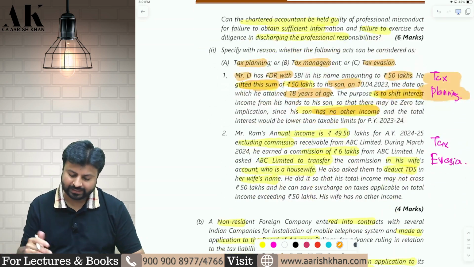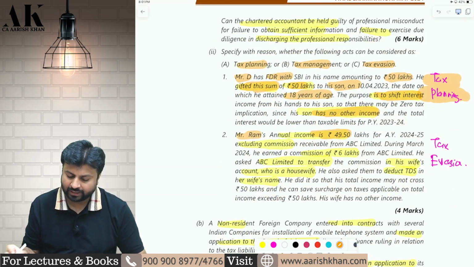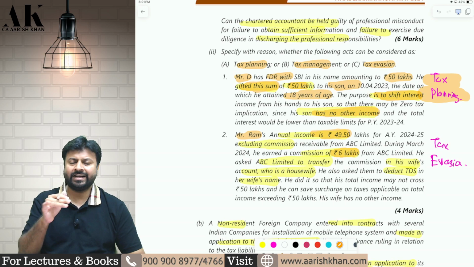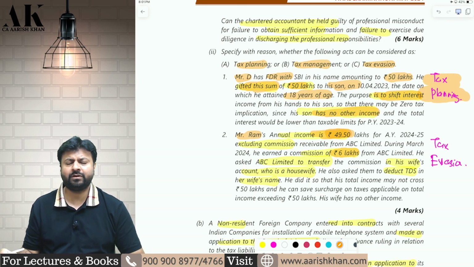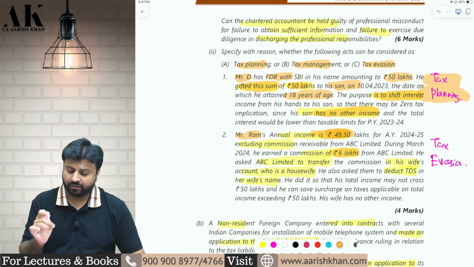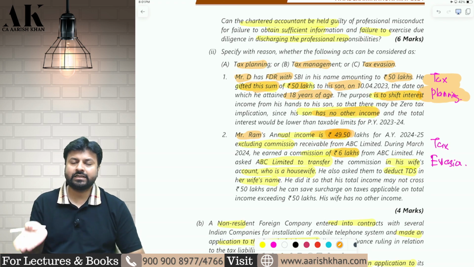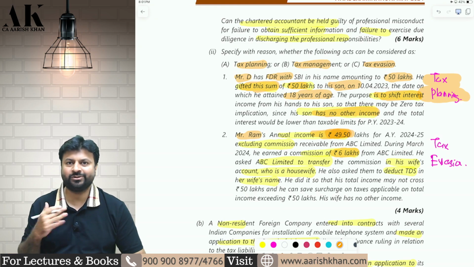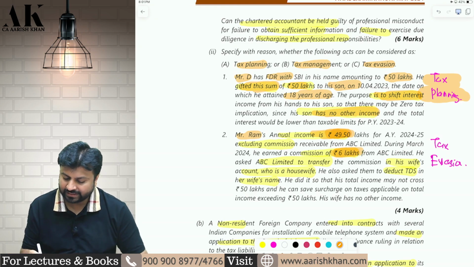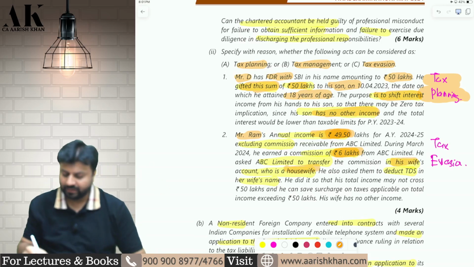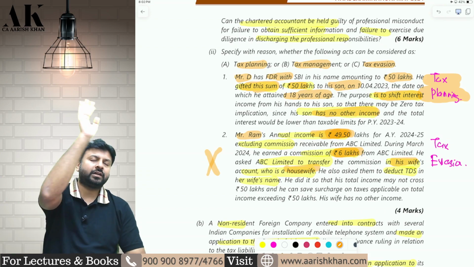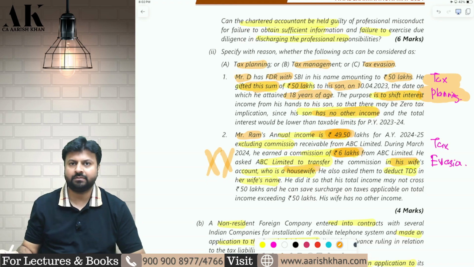It is tax planning. Second one, Mr. Ram's annual income is 49.5 lakhs. He also earns some commission income of 6 lakh rupees. If he adds that commission to the income, it will come to around 55.5 lakhs. He knows that the moment his income crosses 50 lakhs, he will be liable for surcharge. So what he's doing, he is transferring this income in the name of his wife. He's telling the remitter to please transfer this 6 lakh rupees to my wife, who doesn't have any income, and please deduct the TDS also in her name.